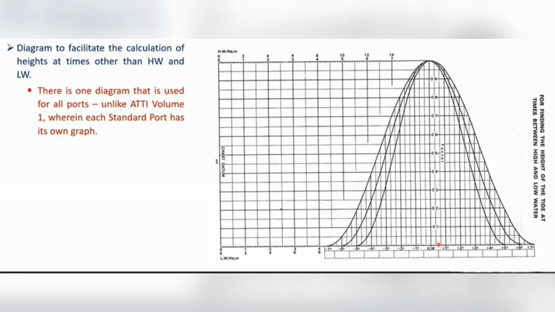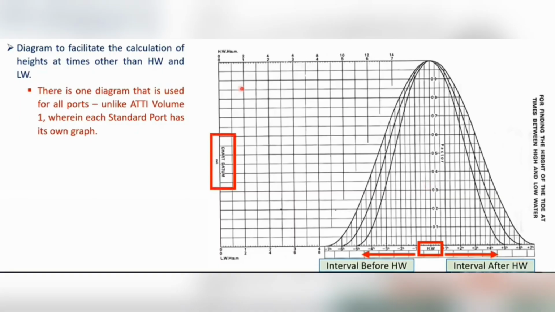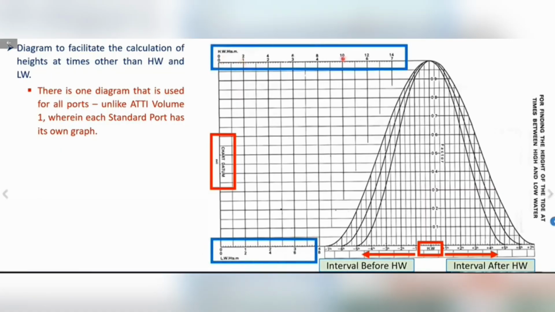Now in this diagram, we again have high water at the middle of this baseline. To the right of it, we have this +1 hour, 2 hour, 3 hours with plus prefixes. So that's interval after high water. To the left of it, we have interval before high water. Then we have the chart datum out here, this line representing chart datum. Then we have the scale for height of low water. And we also have the scale on top for height of high water.